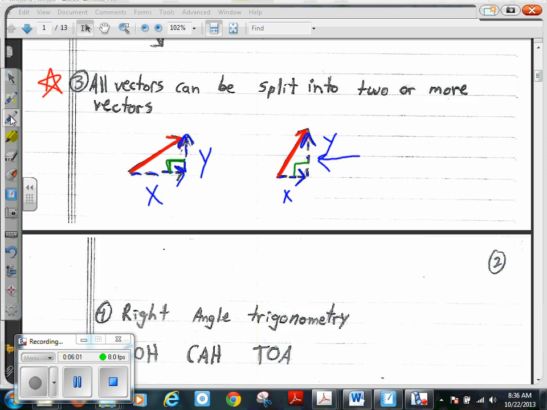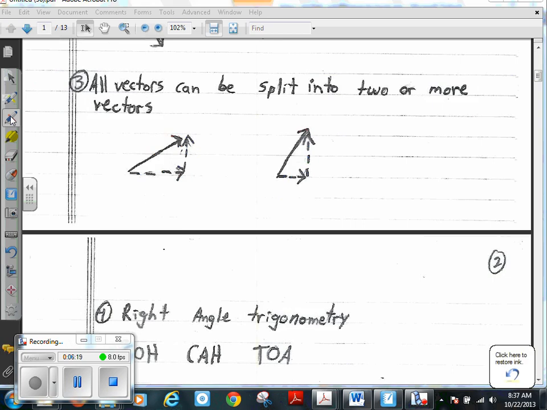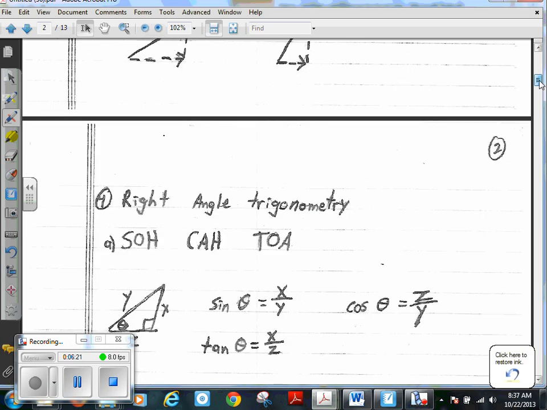And there are a lot of reasons why we want to split our vectors into x and y components. It's not just gravity, but it's anything that we need to analyze in two components rather than just one. I don't think I explained myself very well that way, but you'll see as we go on.